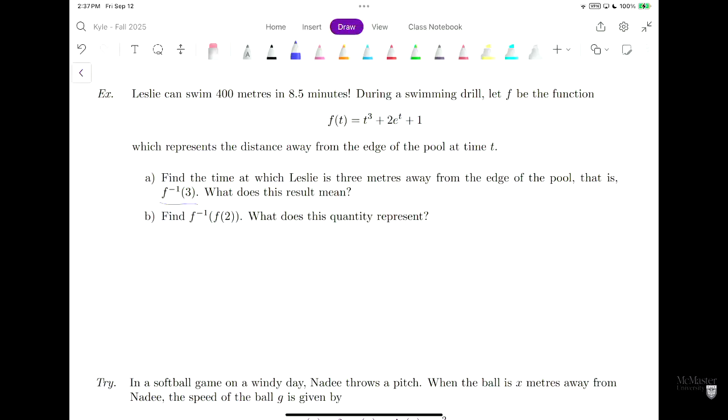Let's start with the first example. So remember, finding an inverse function, right? Normally a function maps our inputs to our outputs, but it's also equally valuable to ask what input will cause a given output. So this question is equal to saying, what value of t causes f at t to be equal to 3?